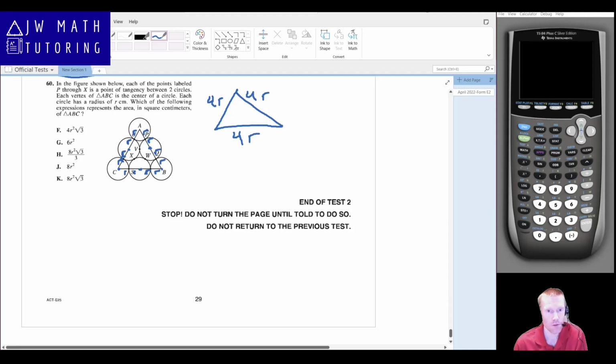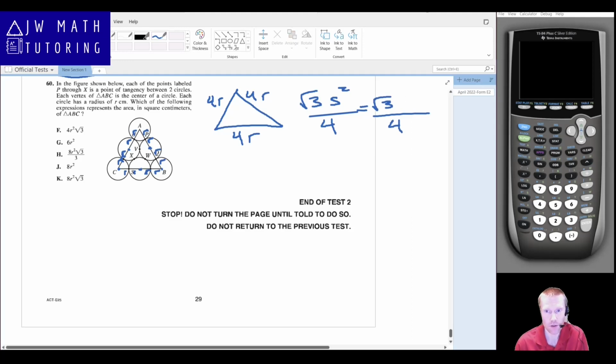Now, if you realize that, there are several different ways that you could solve this problem. The first is you could use the shortcut formula for the area of an equilateral triangle, and that's just equal to square root of 3 s squared over 4, where s represents the value of each side of your equilateral triangle. So if you do that, you just would plug in for s the 4r expression.